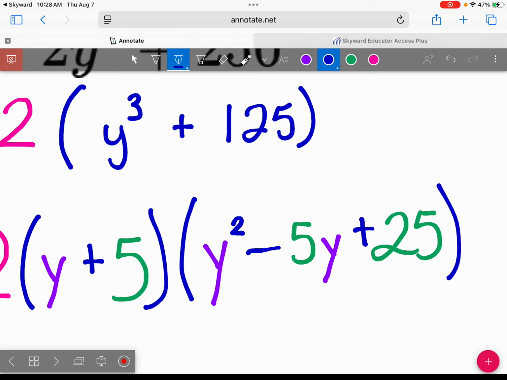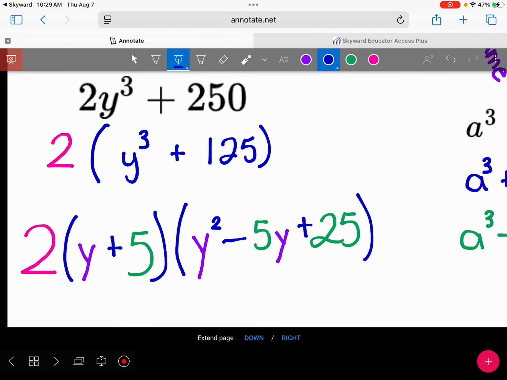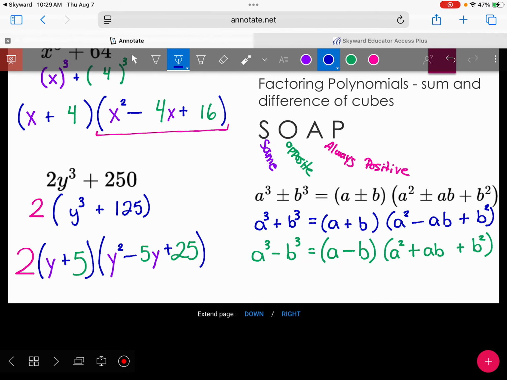And again, that won't factor any further because we don't have any pair of numbers that'll multiply to make a positive 25 and add to make negative 5. So it doesn't factor further. It's going to give you an irrational root if you try and solve it. So that's as factored as it goes. Okay?